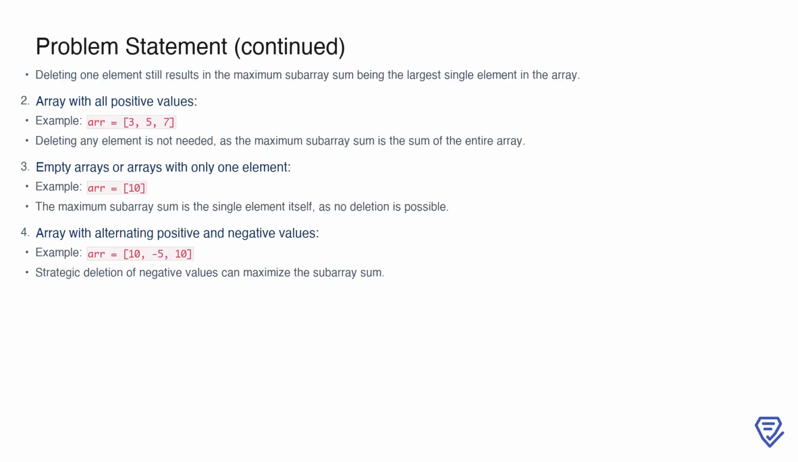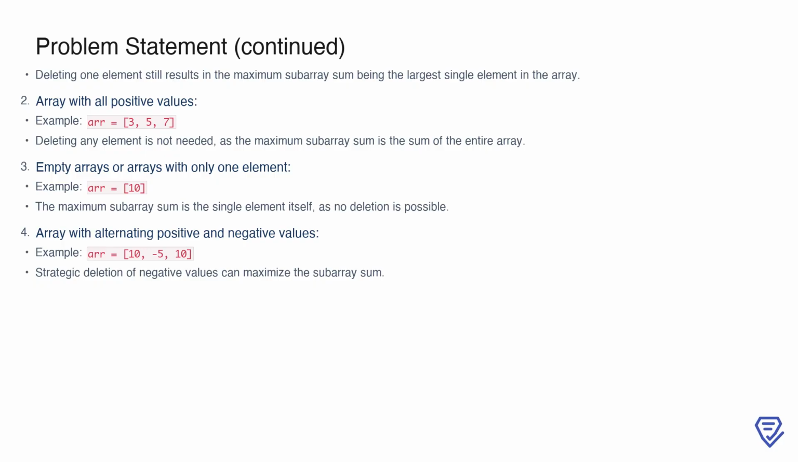For arrays with all negative values, like -5, -6, -7, the best you can do is take the largest single element, as deleting any single value won't improve the sum. On the other hand, if the array contains all positive values, such as 3, 5, 7, there's no need to delete any elements. The maximum subarray sum is simply the sum of the entire array.